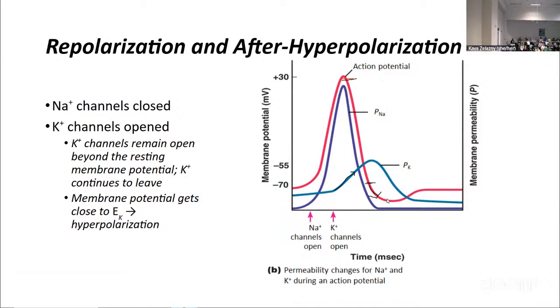This is because those voltage-gated potassium channels stay open a little extra long. That extra permeability to potassium lasts a little bit longer than it actually took us to get back to the resting membrane potential. So we get even closer to our equilibrium potential for potassium than we were when we started off.